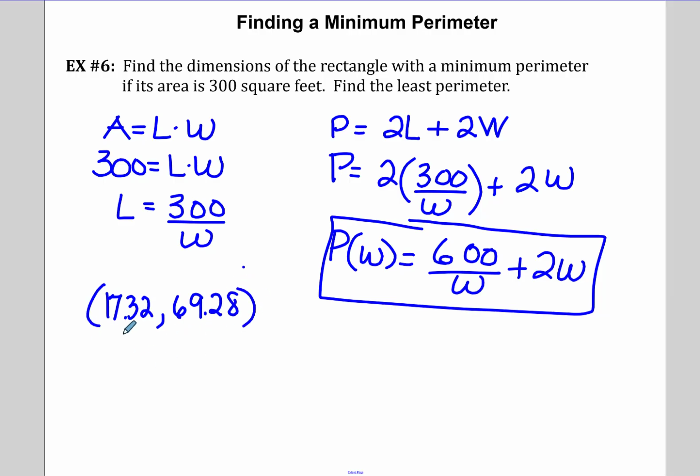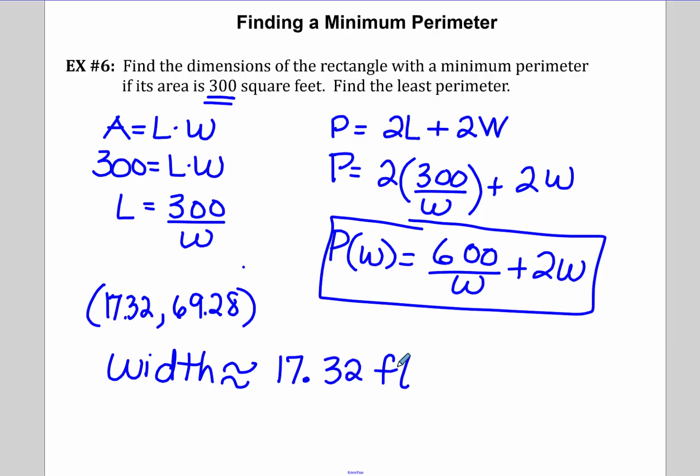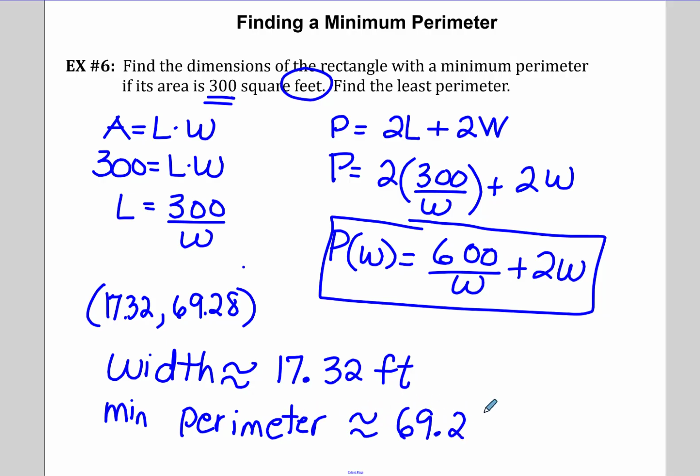69.28 was the minimum. And here's what we know. We know that the width of the rectangle that has a minimum perimeter and an area of 300 is about 17.32 feet, because our dimensions are in feet. And we also know that the minimum perimeter would be about 69.28 feet.